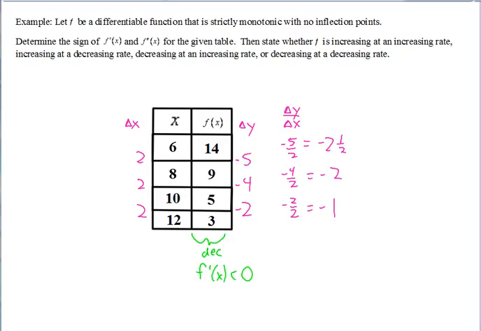So negative 2 1/2, negative 2, negative 1, because those are negative, those are actually increasing. So that must mean that f double prime of x is greater than 0. So this is decreasing at an increasing rate.